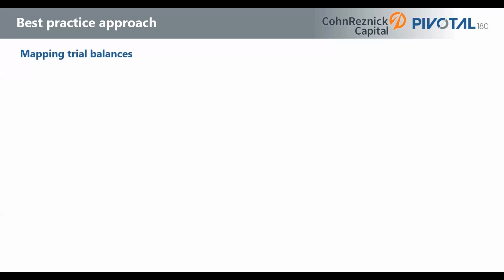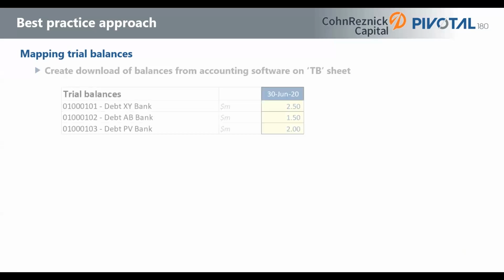So what do I mean by mapping trial balances? First of all, we create a separate sheet in our model called mapping. And the challenge is this. As an example, on our balance sheet I showed a second ago, we had $6 million of debt. But let's presume that came from three separate lenders: X, Y, A, B, and PB Bank.